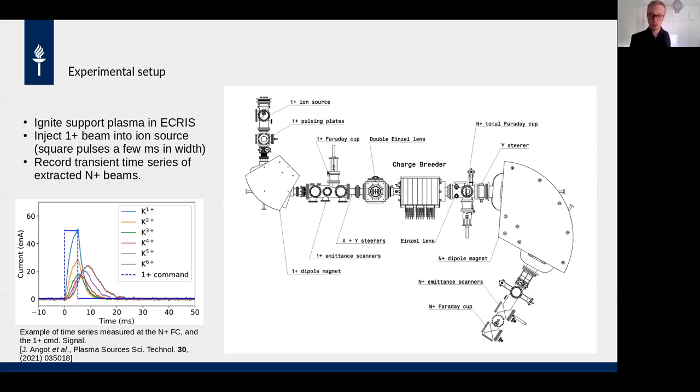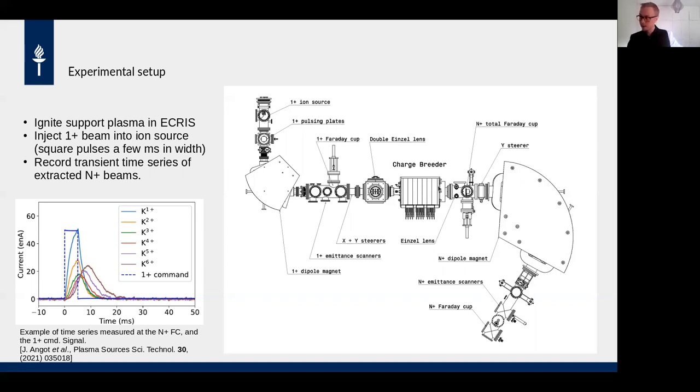Because we are interested in transient behavior, we use an electrostatic chopper to produce a square-shaped injection pulse. The temporal width and intensity of the pulse are kept as small as possible while producing measurable beam currents, simultaneously minimizing any perturbance of the support plasma. The 1+ ions injected into the ion source during this square pulse then become subject to the balance equation, which determines the shape of the transient time series of the extracted beam currents.